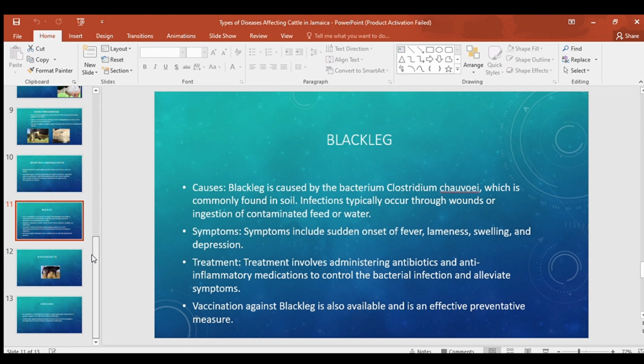The next on the list is actually blackleg. Blackleg is caused by the bacterium Clostridium chauvoei, which is commonly found in soil. Infections typically occur through wounds or ingestion of contaminated feed or water. Symptoms include sudden onset of fever, lameness, swelling, and depression. The treatment for blackleg involves administering antibiotics and anti-inflammatory medications to control the bacterial infection and alleviate symptoms. Vaccination against blackleg is also available and is an effective preventative measure.